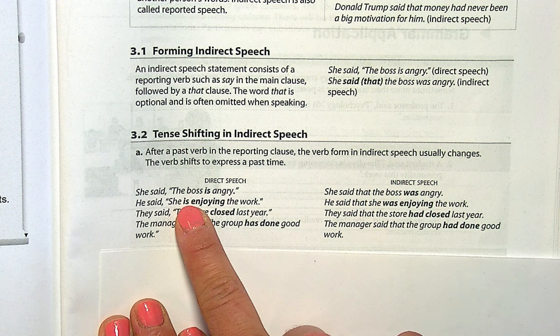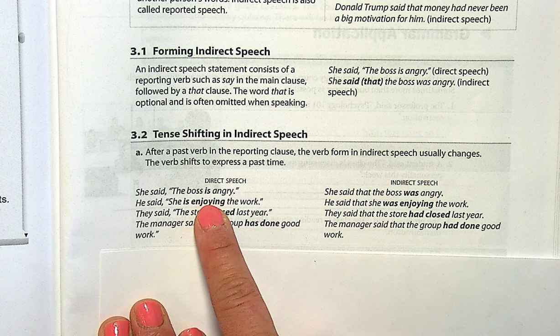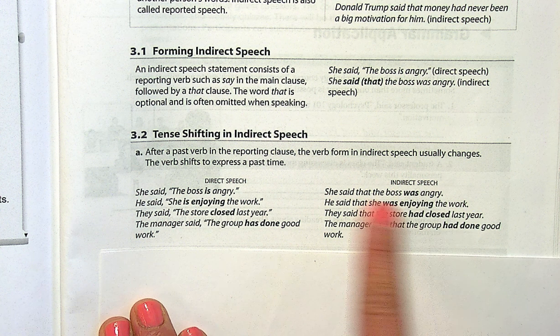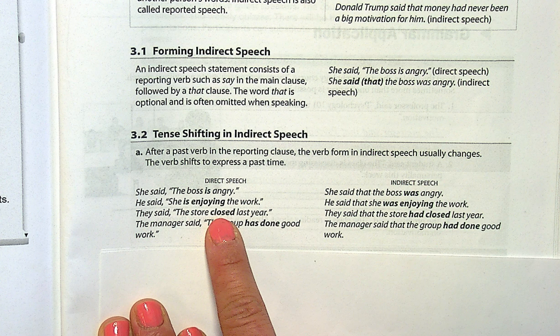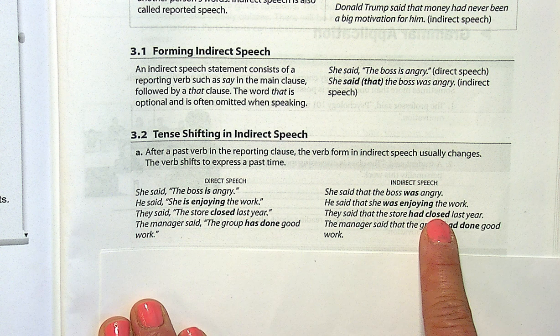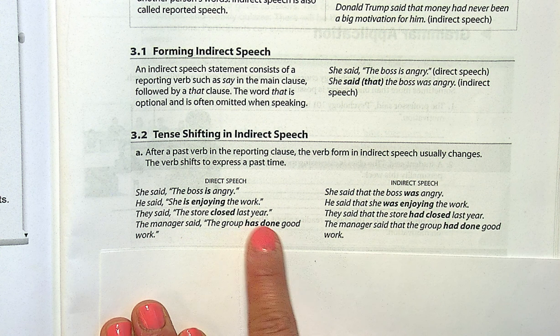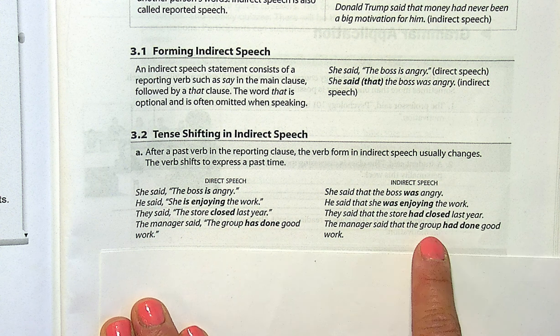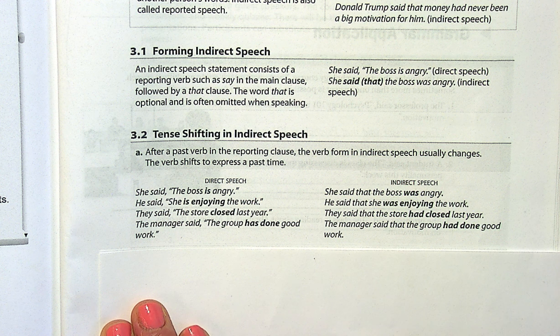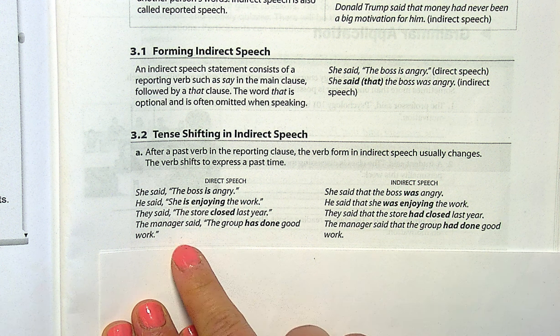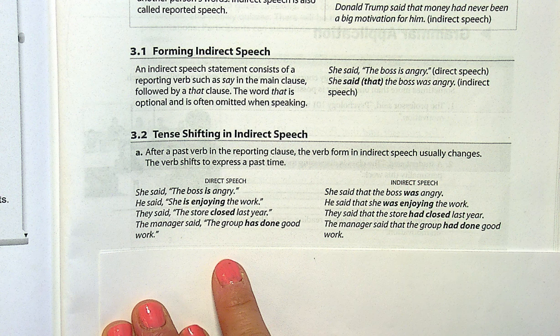If the direct speech had present progressive, you would change it to past progressive. If the direct speech had past, you would move it back to past perfect. If the direct speech has present perfect, you would move it back to past perfect. I have a question. What if our direct speech has past perfect?